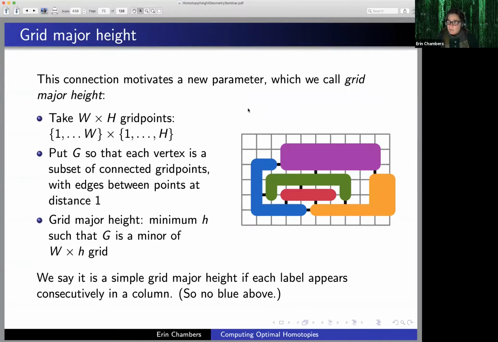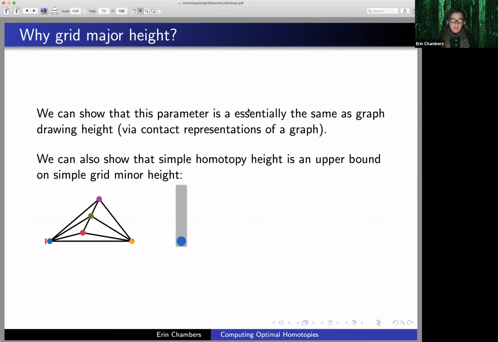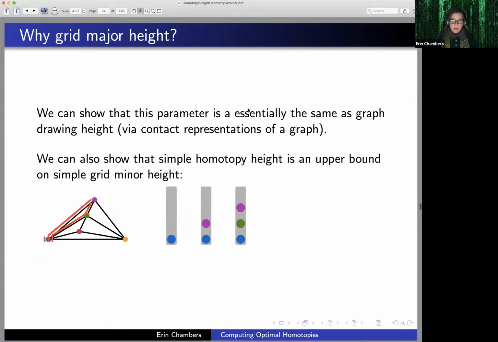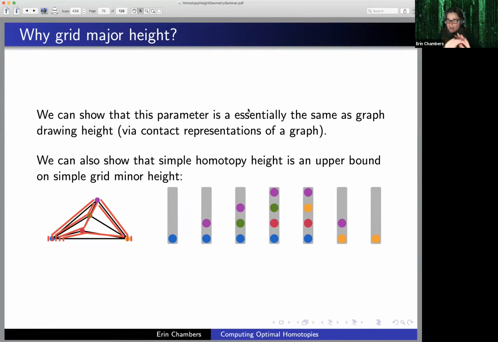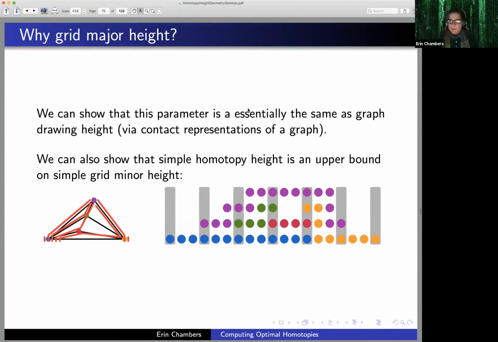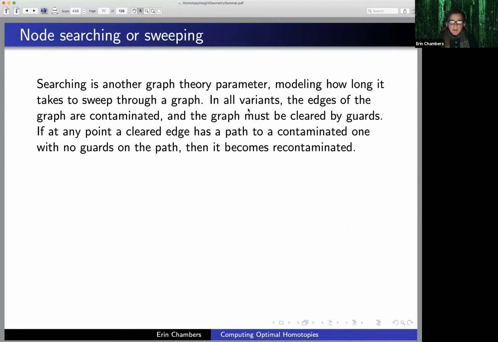Okay, I think I'm going to skip grid major height. You can read the paper for details on that. And we do other variants in here where we're connecting them to a bunch of different graph drawing parameters. I realize I'm wrapping up on time. And then the last one we connect to is node searching or sweeping, which again, surprisingly turns out to be somewhat connected. But I assume I should stop and allow for questions, or what do organizers prefer?